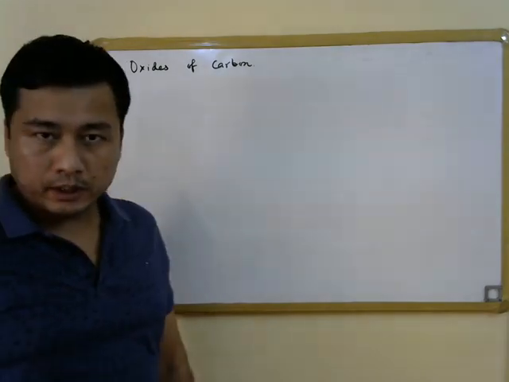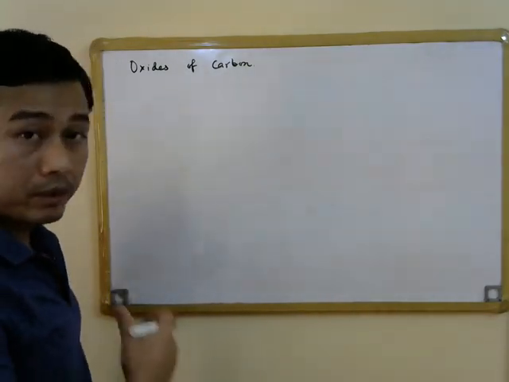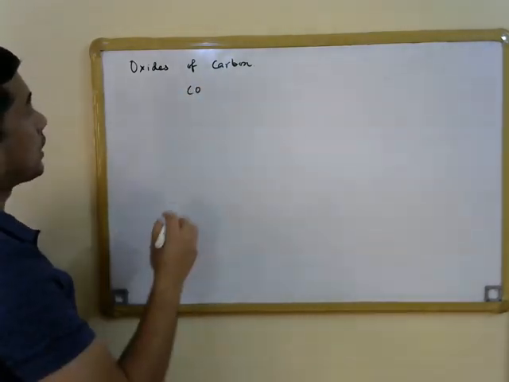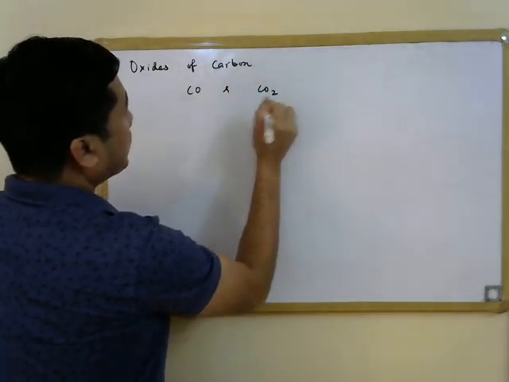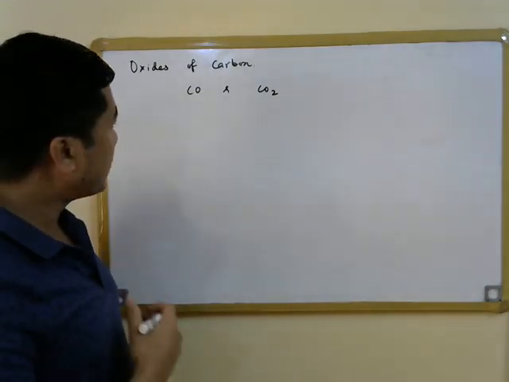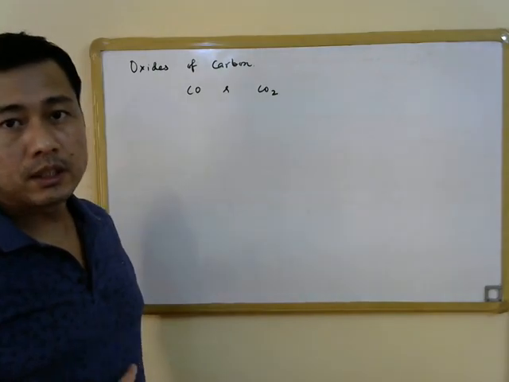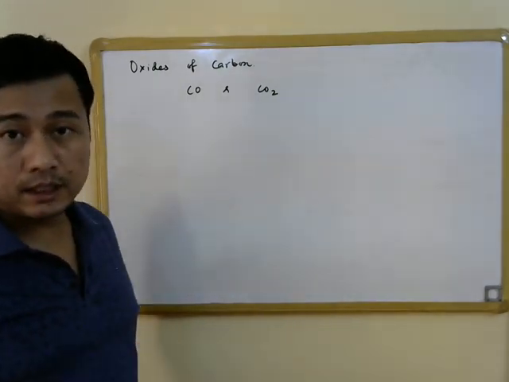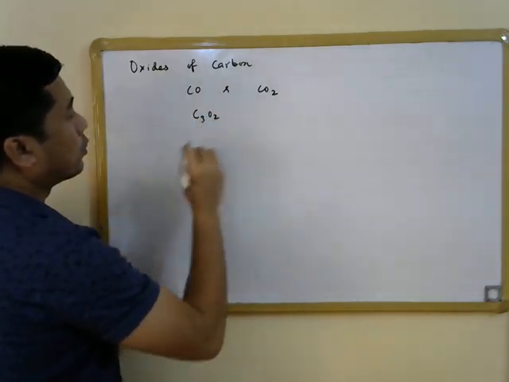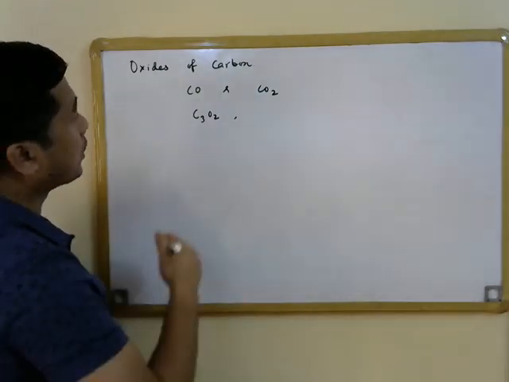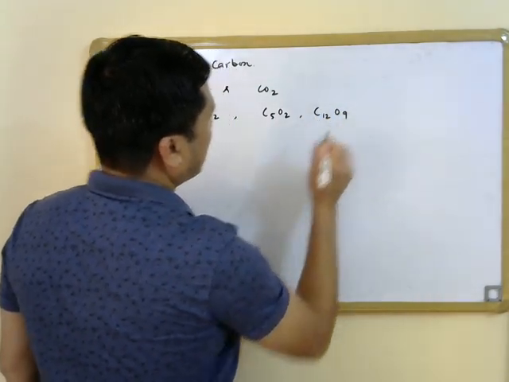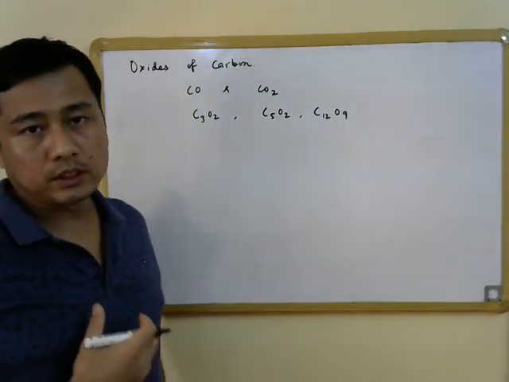Now there are several oxides of carbon known. Two of them are very well known and very stable oxides of carbon, that is carbon monoxide and carbon dioxide. Apart from these two, there are other oxides of carbon that are unstable or less stable. Examples are C3O2, that is carbon suboxide, C5O2 and C12O9. So these are less stable oxides of carbon.